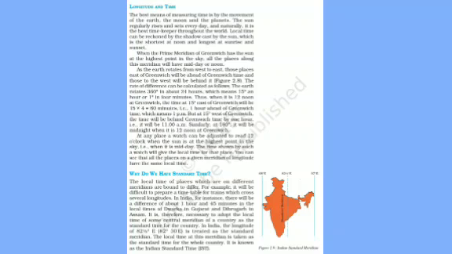So to solve that, in India, the longitude of 82.5 degrees, that is 82 degrees 30 minutes east, is treated as the standard meridian. It is taken as the standard time for the whole country. It is known as the Indian Standard Time.